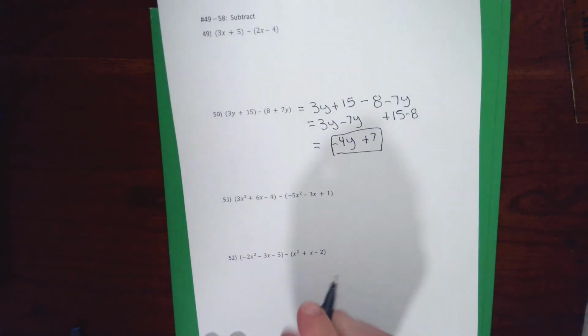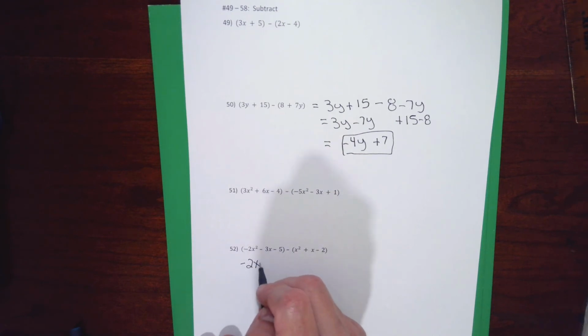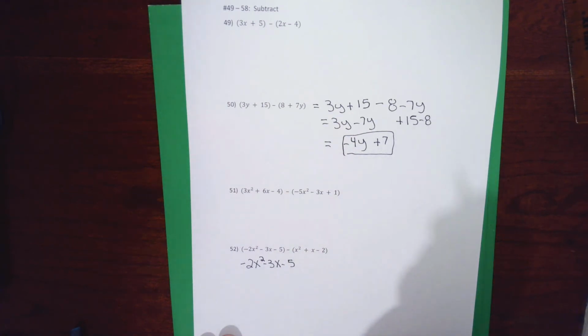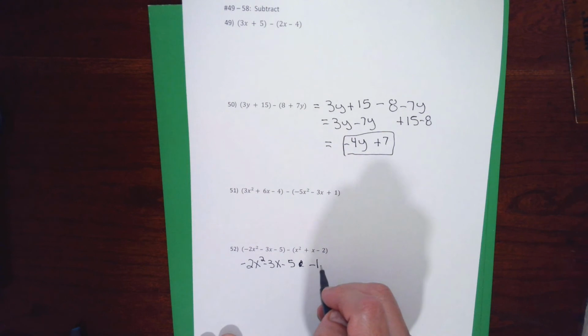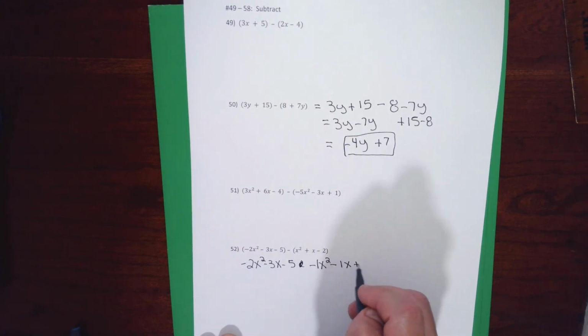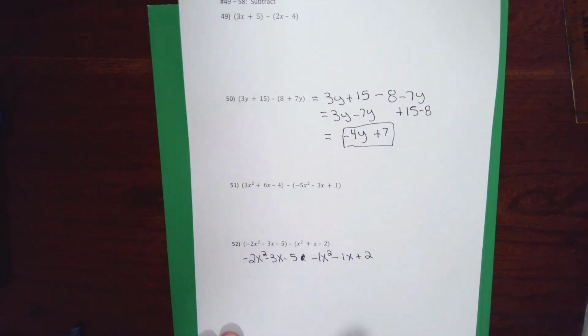For 52, first parentheses I can drop without changing the contents because it doesn't have anything that would force me to change the contents. Second parentheses, the minus in front causes me to flip signs. I'm going to make it minus x squared minus x and plus 2, and you'll notice I snuck ones in front of my x's.